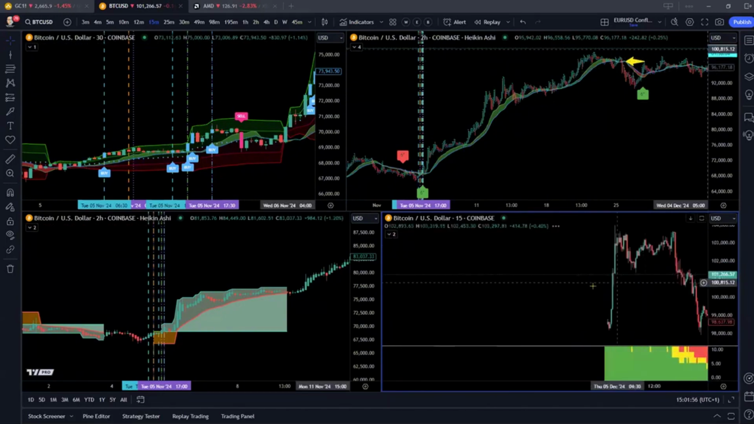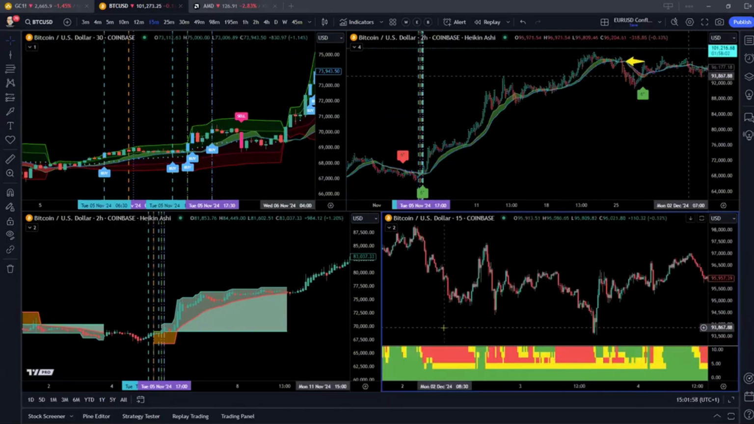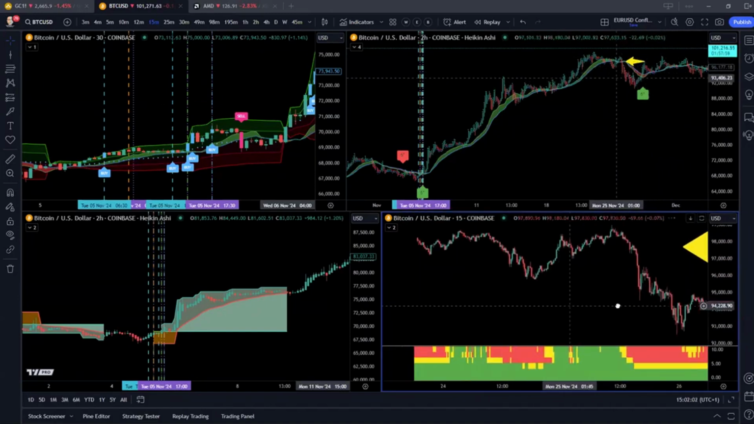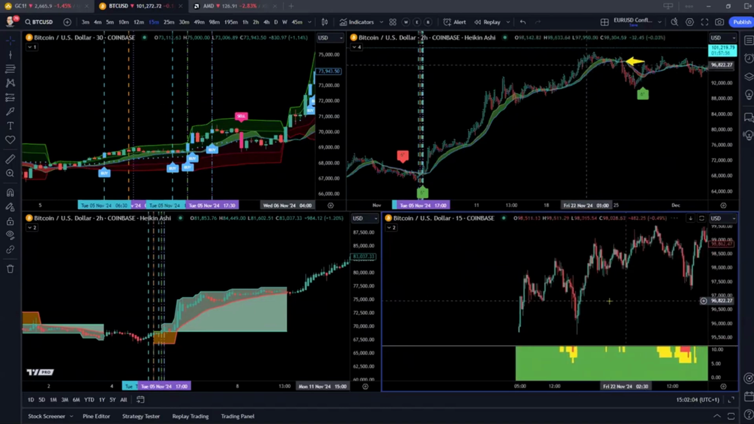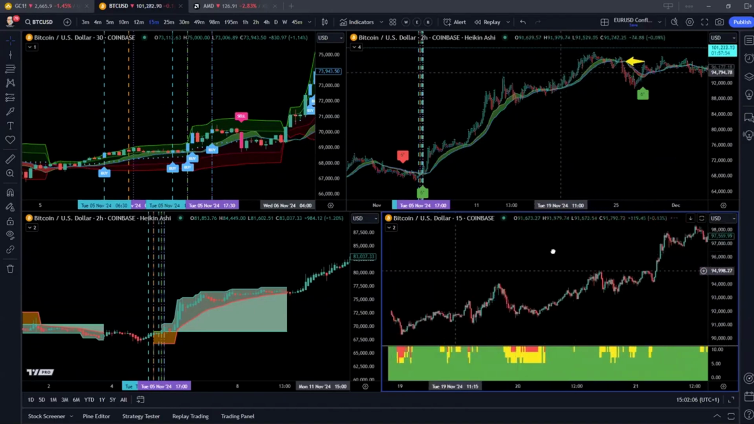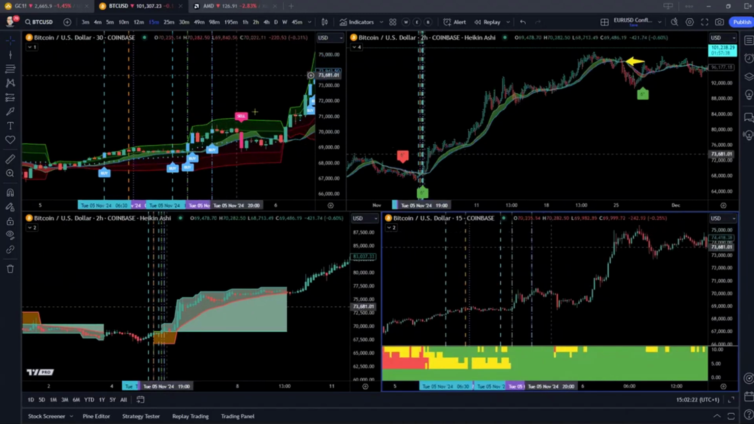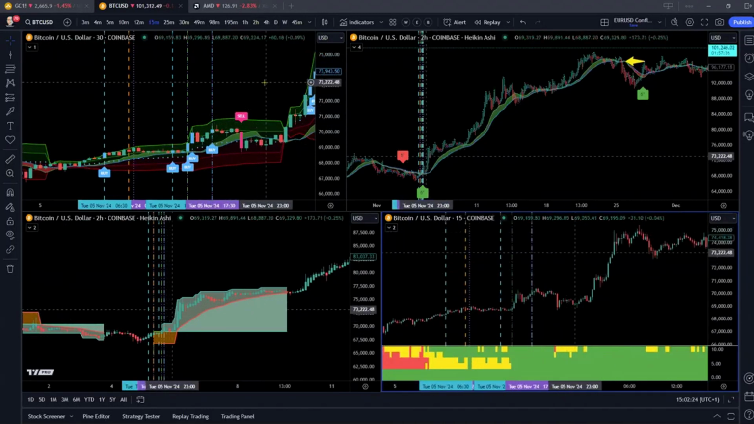For some reason, my charts have moved, so I just need to go back in time until I find those vertical lines. We're going now. We'll find them in a minute. There we go.